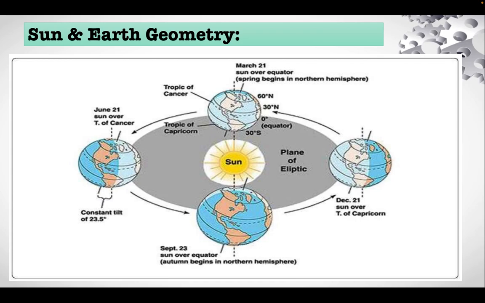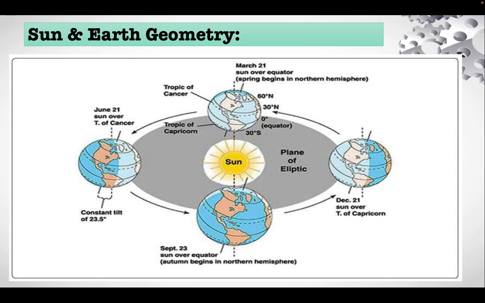Hello student. In this video we are going to see the geometry of the sun and earth and some angles related to that geometry. Those angles are very important whenever we solve numericals on solar energy. So the sun and earth have relative motion.